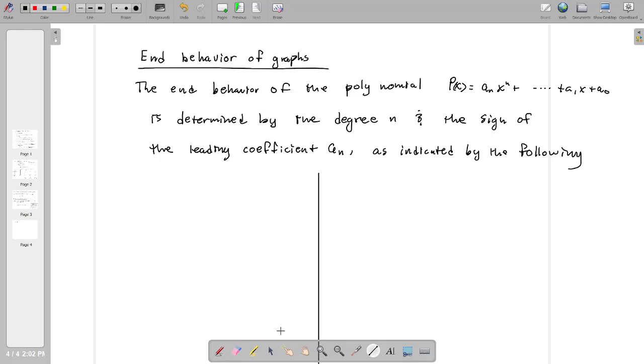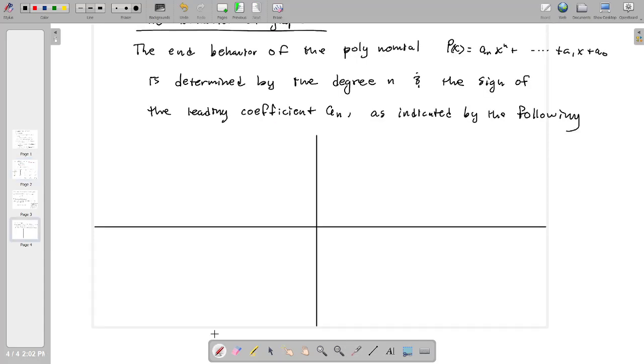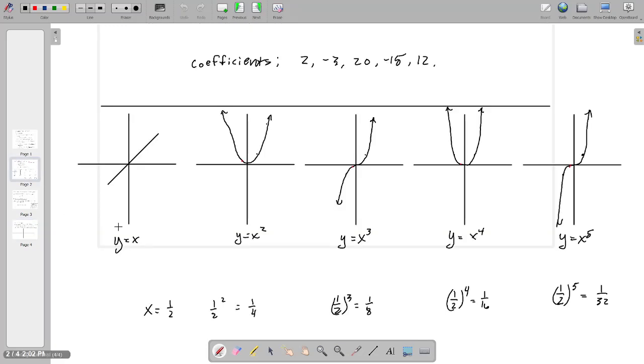So, as we noted before, notice that when we have an even n, our end behavior is up, up. Why is that? When we think about x going to negative infinity, when we have an even degree, that negative will be multiplied by itself and it'll cancel out. So we'll end up with a positive y value.